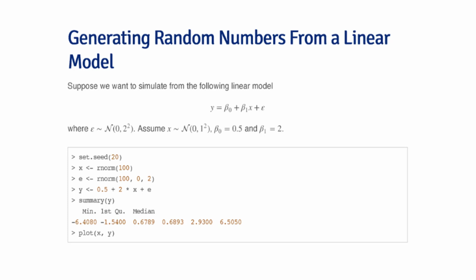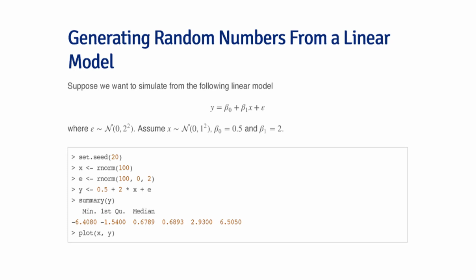So here first I set the seed. It's always very important to set that seed. So I set it to be 20. I generate x, the predictor, which has a standard normal distribution. I generate epsilon, which is going to have a normal distribution with mean 0 and standard deviation 2. And then I'm going to add them all together after multiplying by the regression coefficients to generate my y.